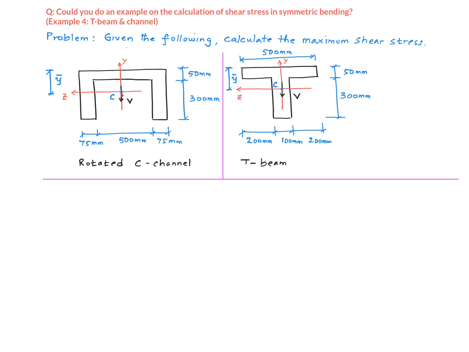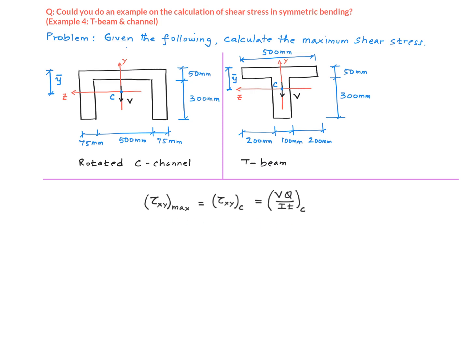Point C is the centroid of these sections. The coordinate axes y and z are placed right at point C. You can see these sections are symmetric about the y-axis but not about the z-axis. We want to calculate the maximum shear stress on the cross-section due to a shear force V that acts like shown in the pictures. You might recall this is the shear formula, right?